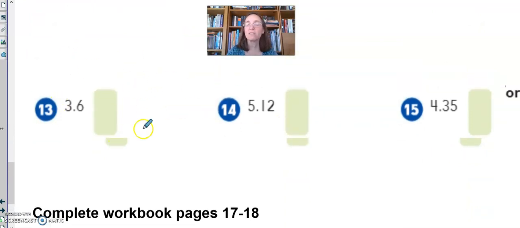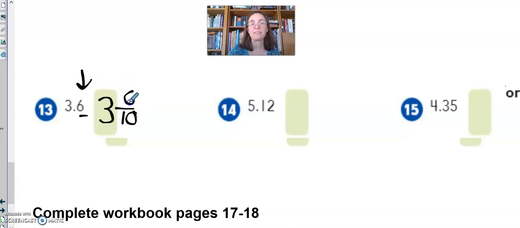This time they want us to take the decimals and make them into a fraction, which quite honestly I think is even easier. Here's how it goes. I'm going to write my whole number, and I'm going to use my decimal place for the fraction. Now what is this place? This is the tenths place. So my denominator needs to be tenths, 3 and 6/10.